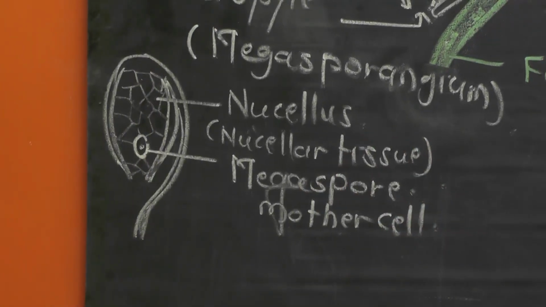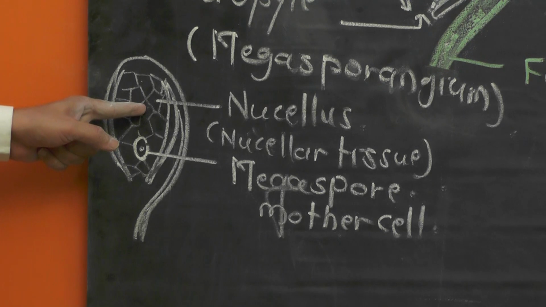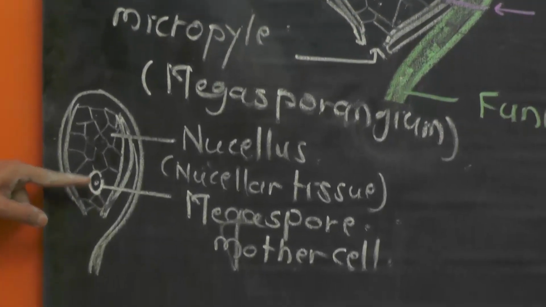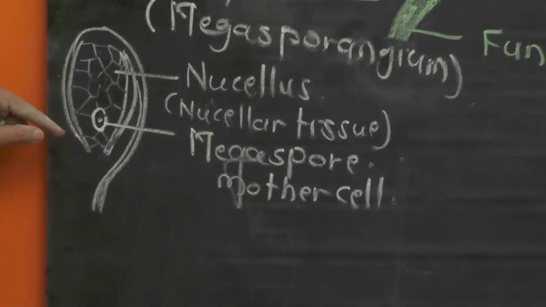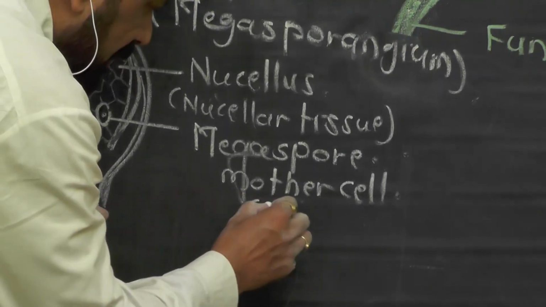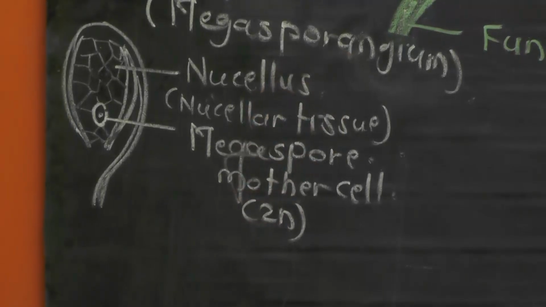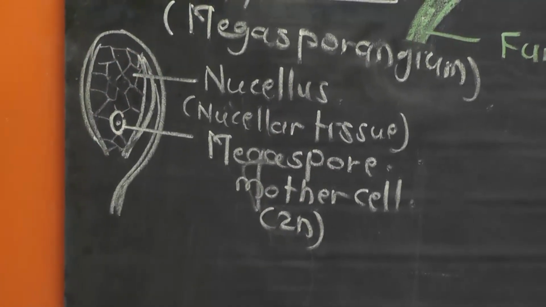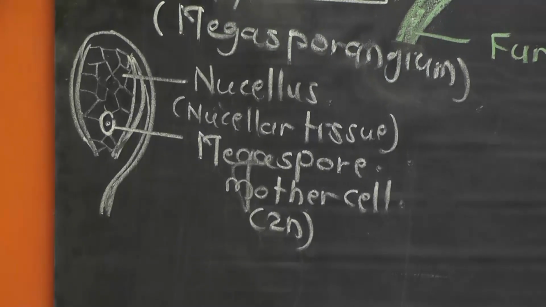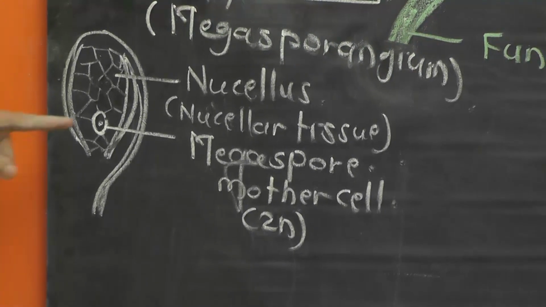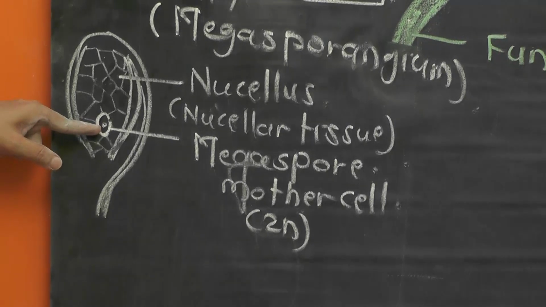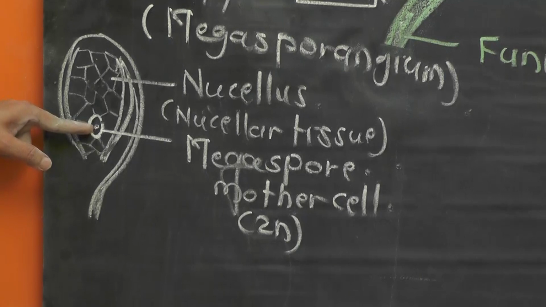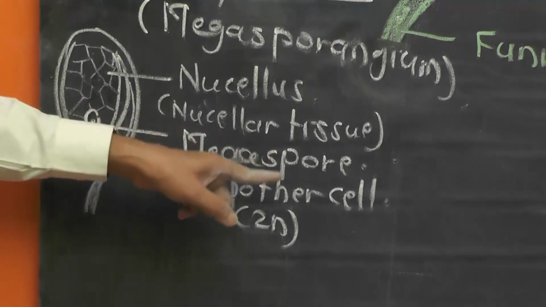Do you remember? These nucellar cells are nothing but the parenchymatous cells. Megaspore mother cell is also one of the nucellar cells. So obviously it is also diploid in nature. Isn't it? It is also diploid in nature. So what did I say? Initially, during megasporogenesis, one of the nucellar cells undergoes differentiation and that cell acts as megaspore mother cell.